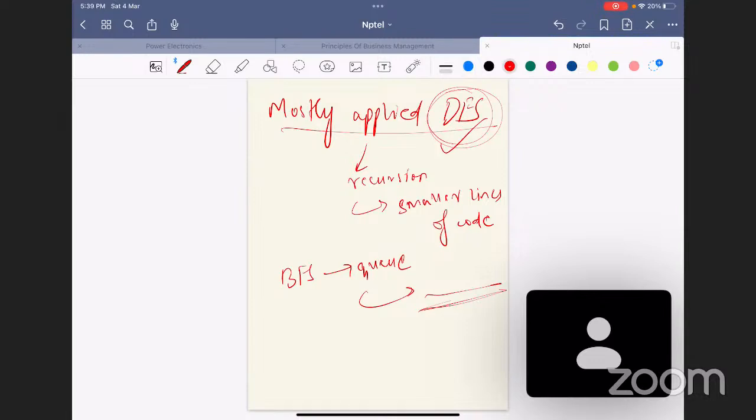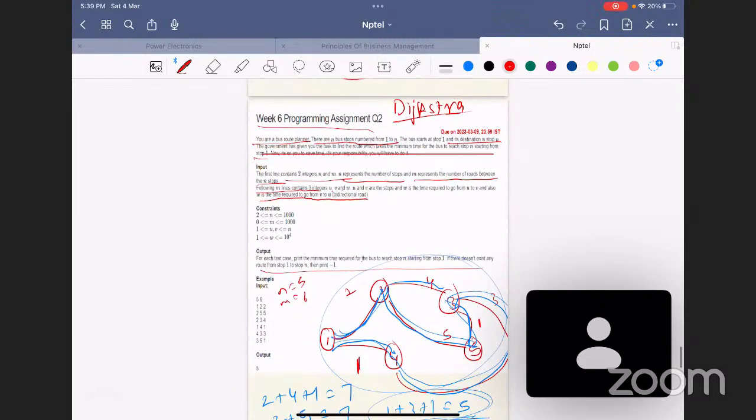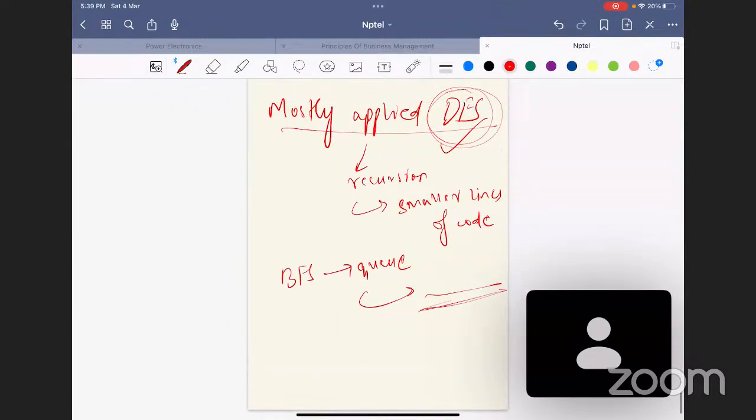DFS can also find connectivity information, whether any node is reachable from any other node or not. The same thing we can do with BFS. Another application of BFS and DFS is that we can also detect cycles in the graph. So we can use both BFS and DFS for cycle detection. These are some basic applications.